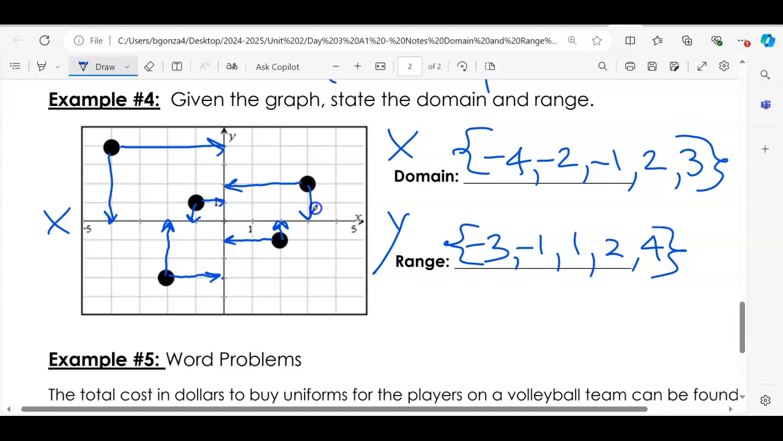But here's the problem. Some people get confused on which axis to look for. So if it helps you, write down all the points and do it like example 2. Either way is fine. Okay? We got one more to do here. Example 5. Does anyone have questions on example 4? Example 5, here we go.